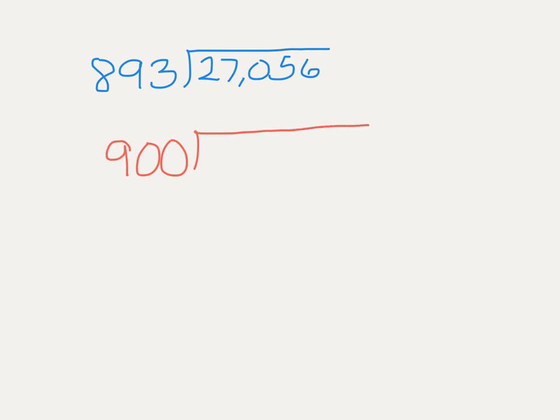Now when we look up here at this 27,056, if we take a look just here at this 27, that's a multiple of 9. It goes in there evenly. So we can round that and estimate that to be just 27,000. Mentally, we can look at the 9 going into 27, and that goes in there 3 times.